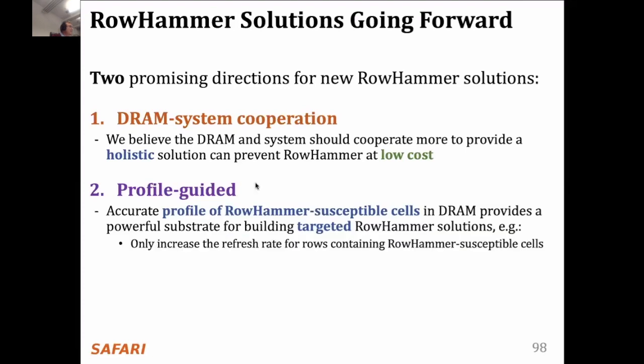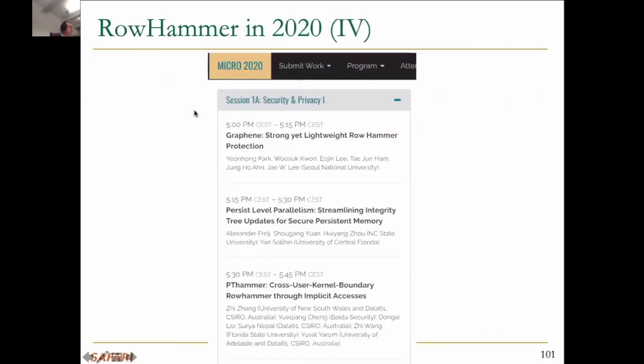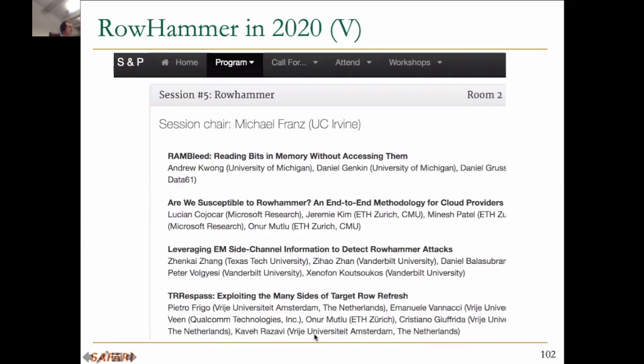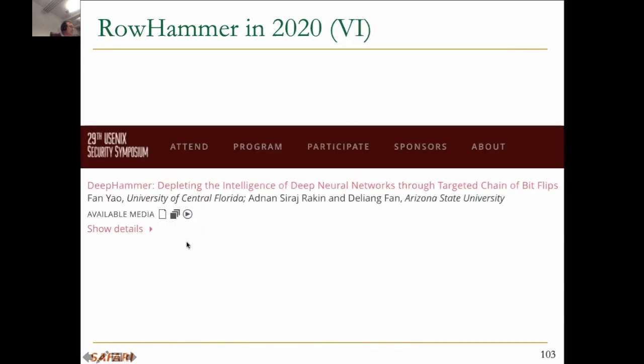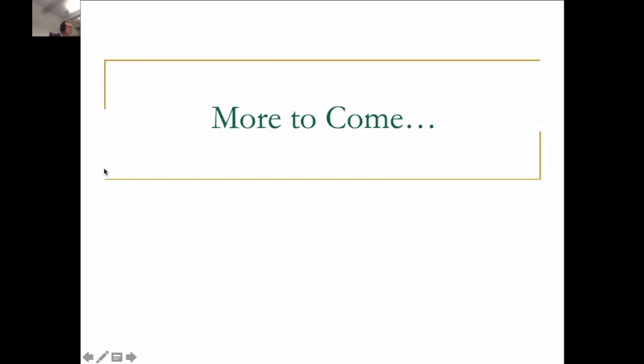I believe DRAM system cooperation is still promising. Unfortunately, this is not happening as much, and profile guided is very interesting also. So there are more works in 2020 on RowHammer. MICRO is coming up. You can see there are two works. One is a solution work, one's an attack work. If you're interested, you can take a look at it. And there was a RowHammer session in Security and Privacy. And there's another work that talks about deep neural networks and their vulnerability to RowHammer in the USENIX Security Symposium. I believe there's more to come.